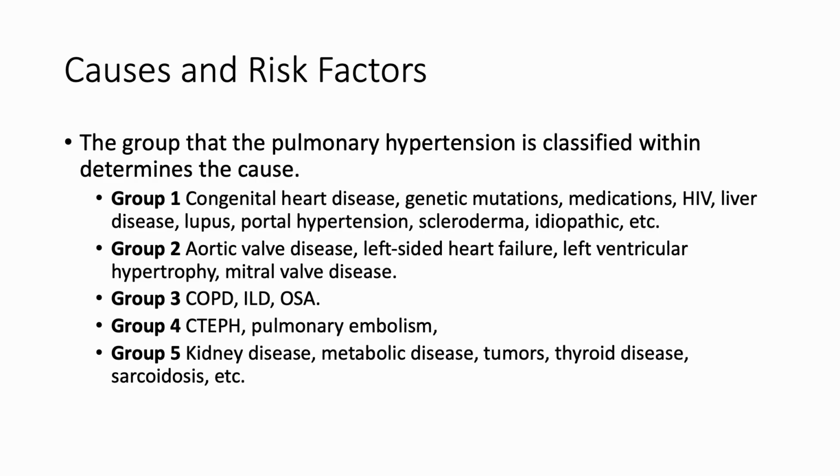Group 2 we see related to those left-sided heart diseases, so any valve, aortic or mitral valve disease, left-sided heart failure, or ventricular hypertrophy. Group 3 is related to those lung diseases, so that COPD, that interstitial lung disease, and that OSA. Group 4 is related to those lung blockages, so a pulmonary embolism, things like that. Group 5 is related to those metabolic and hematological disorders, so the kidneys, thyroid, sarcoid, metabolic, things like that.